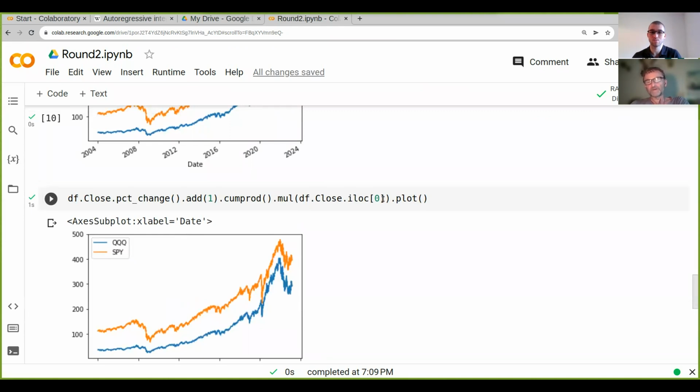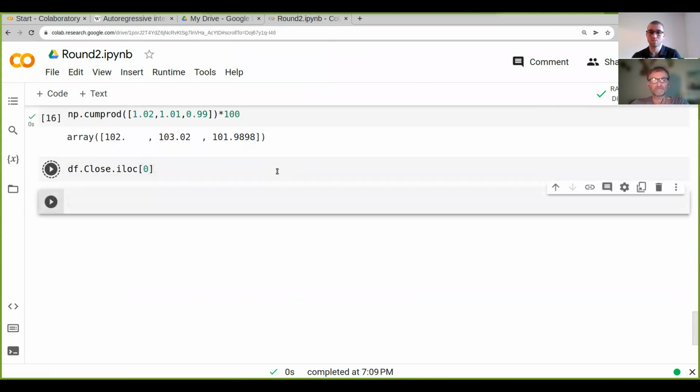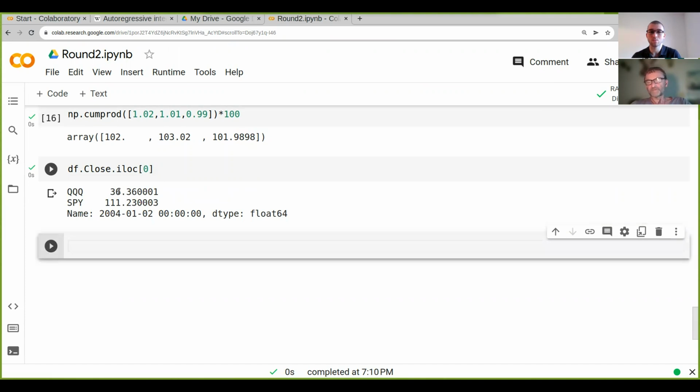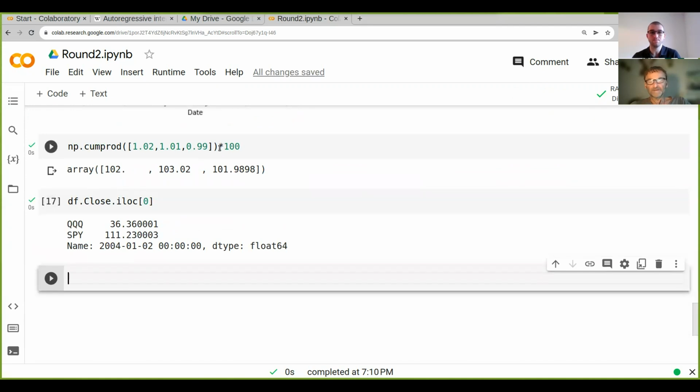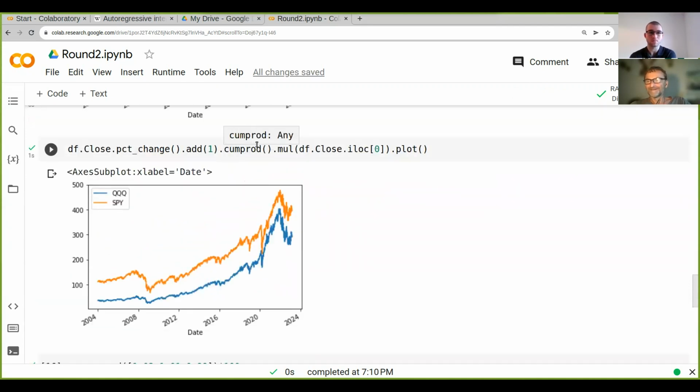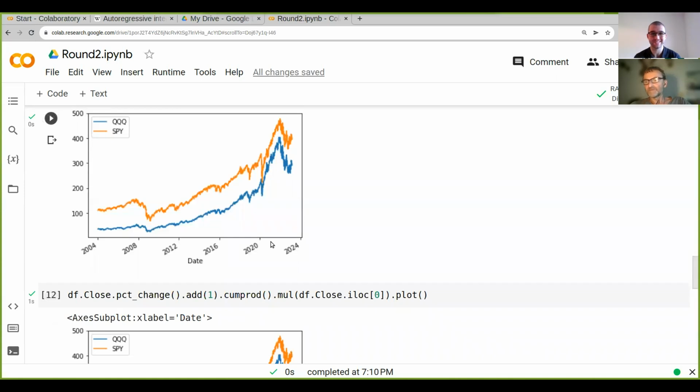See here, when we do df.close.iloc[0], what that means is these are the first 2 price values of our time series. So with QQQ, we start with $36, and with SPY, we start with $111. What we then do is we do a multiplication of those columns with the first entries in those columns. So we've got our percentage change, we add 1, we take the cumulative product, right? This is what we've done here. And then we add a starting value to it. And so we get back exactly to what we had here. See, this is perfectly the same. But we don't necessarily want that. We want them to start at the same point.